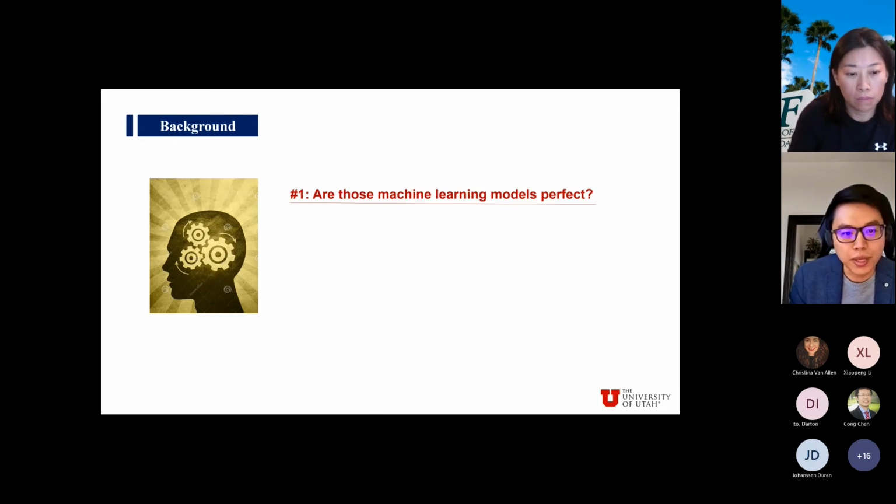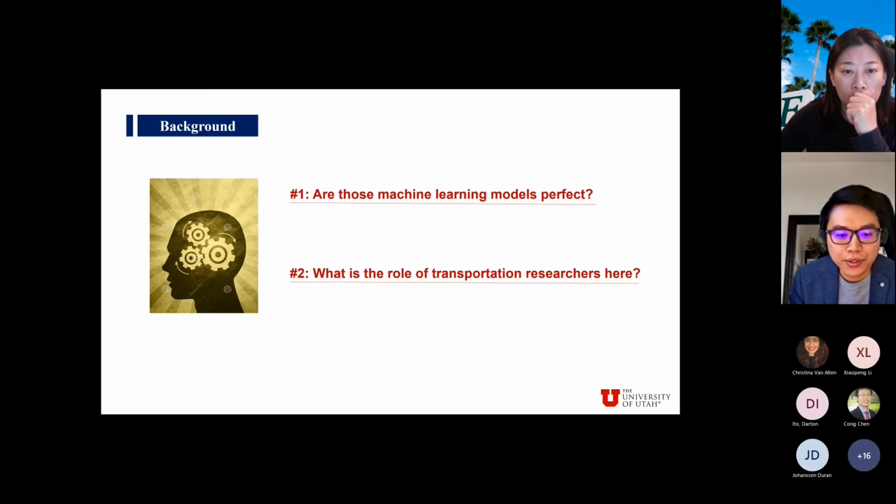We definitely know the answer would be no, right? Because of the data-driven nature, the majority of machine learning model performance relies on data quality. That means firstly, you should have enough data to use. Second, the data quality should be good. If your data is bad and your training data set is bad, then your model performance would be bad. And the second question is, what is the role of transportation researchers here?